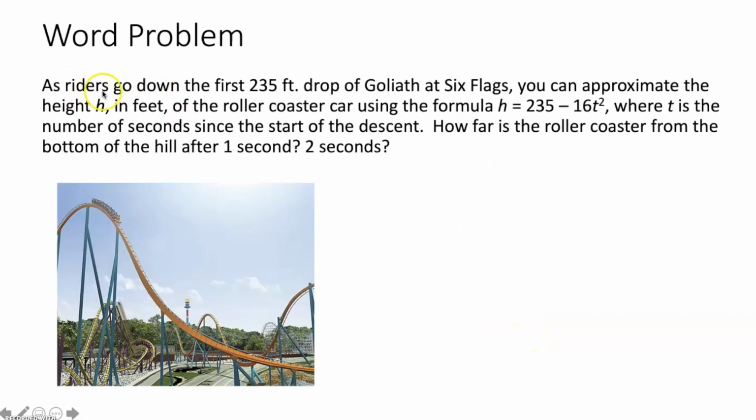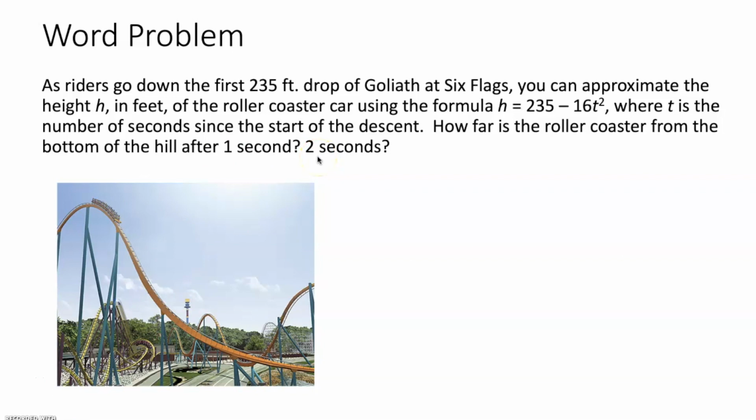Now, the word problem says, as riders go down the first 235-foot drop of Goliath at Six Flags, you can approximate the height h in feet of the roller coaster car using the formula h is equal to 235 minus 16t squared, where t is the number of seconds since the start of the descent. How far is the roller coaster from the bottom of the hill after 1 second and after 2 seconds?